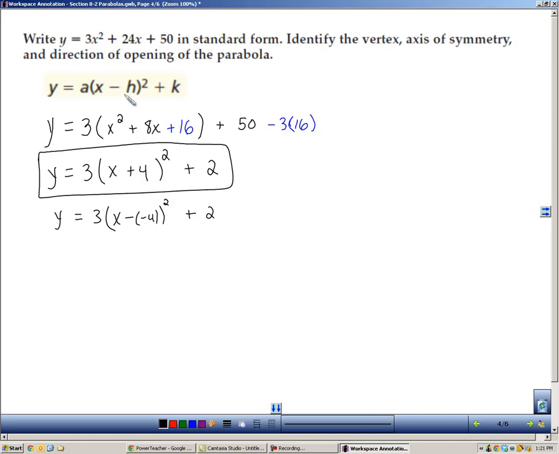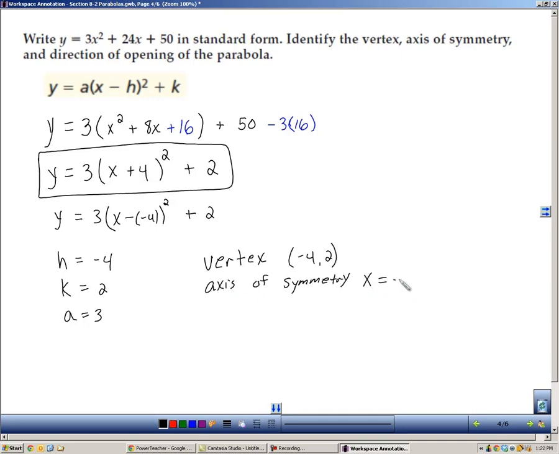So now you should be able to look at this and say my h is -4, my k is 2, and my a is the value in front of the parentheses, my a is 3. And if you go back to the concept summary, you'll see that the vertex is at the point (h, k), so my vertex is at (-4, 2). Now the axis of symmetry is the line x equals h, and in this case my h is -4. And because my a value is positive, I know my parabola opens up.